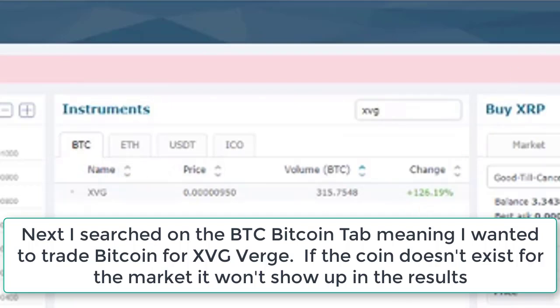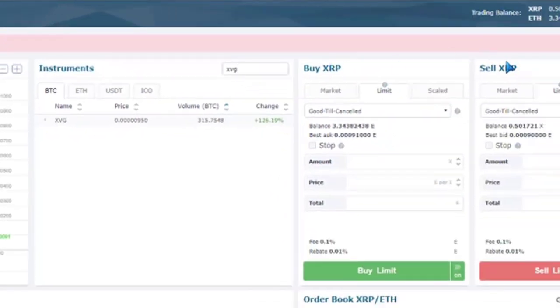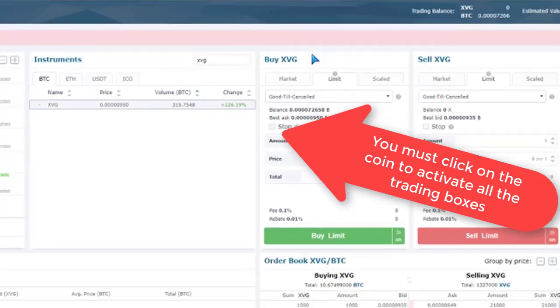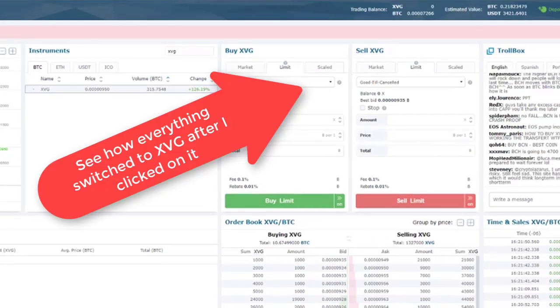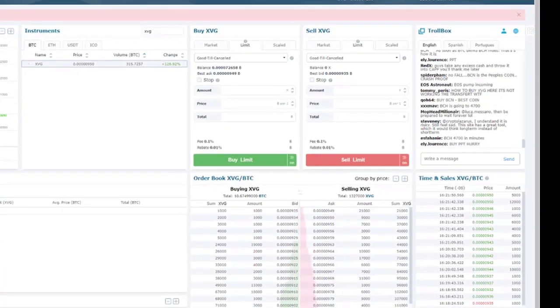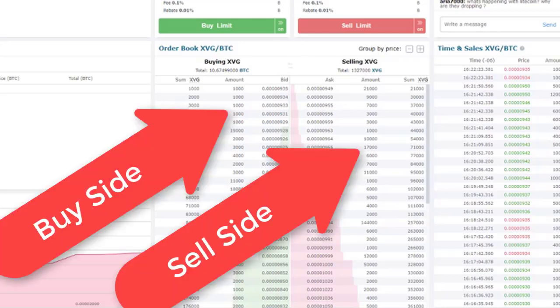Okay, now to activate XVG over here, you see how it says XRP, that's Ripple, and not XVG, you click it. Now look, everything switched to XVG. My buy and sell control box is now specific, time and sales, last, the order book thickness down here, current best ask and buy. So something important here.